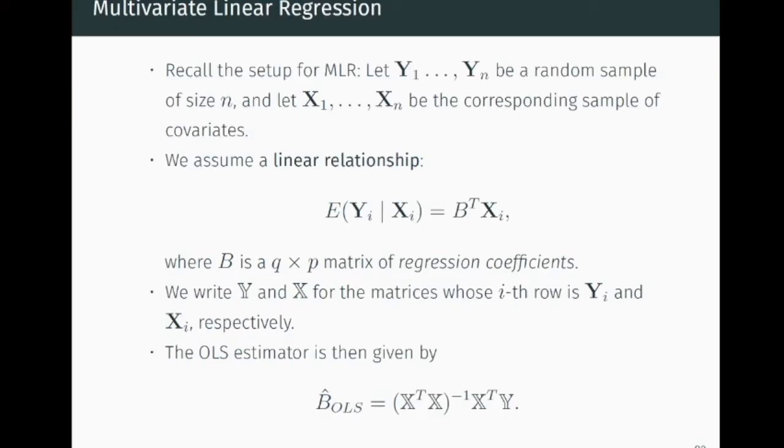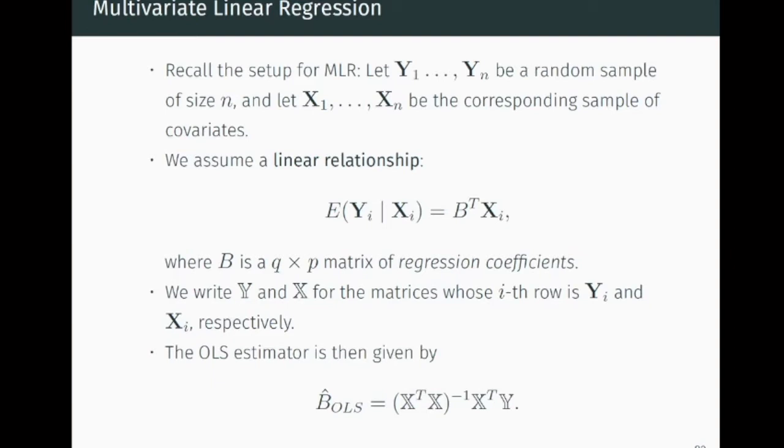And so to start, I just want to quickly review multivariate linear regression so that we have a common setup. So let y1 to yn be a random sample of size n, and let x1 to xn be the corresponding sample of covariates. Here yi will be of dimension p, and xi will be of dimension q. And so we assume a linear relationship between y and x. And so we say the expected value of y given x is equal to B transpose times xi, where B is a q by p matrix of regression coefficients.